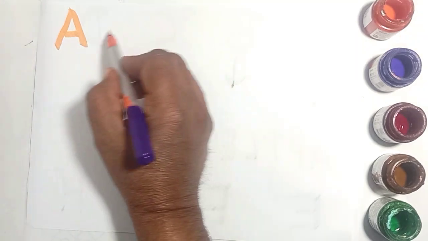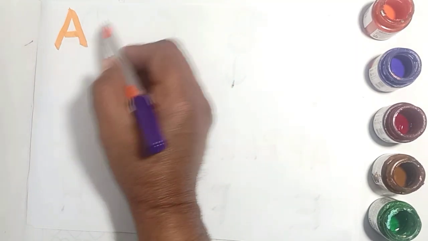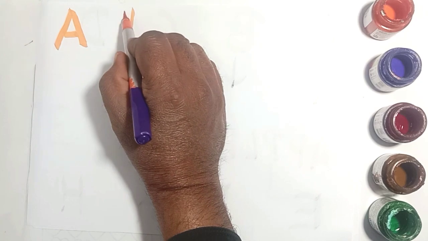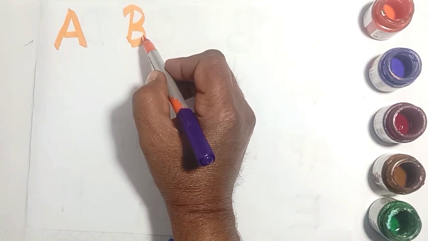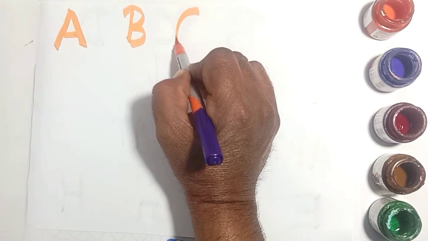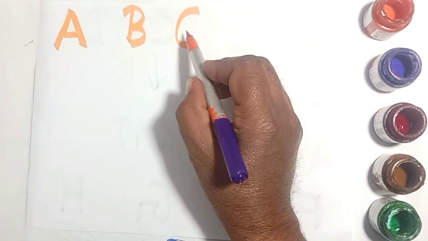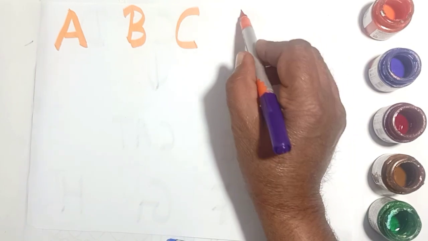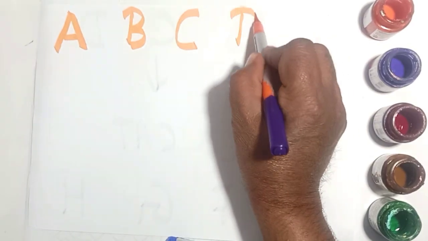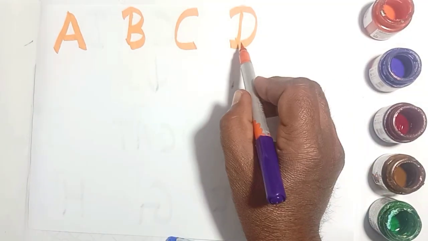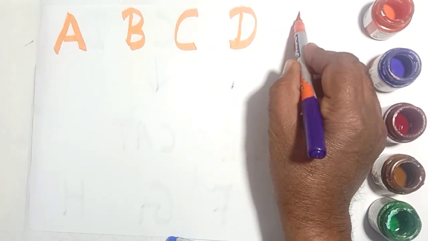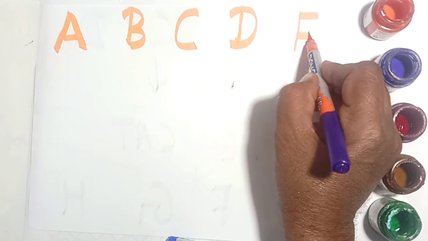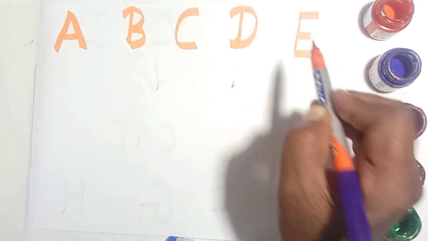A is for aeroplane. B is for banana. C is for cat. D is for dog. E is for elephant.